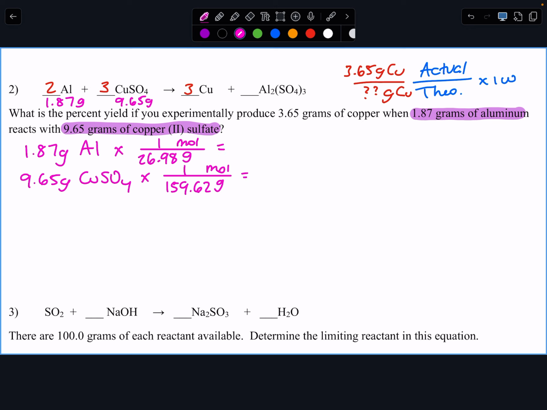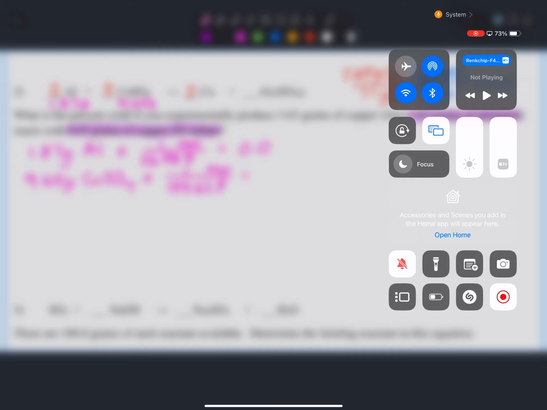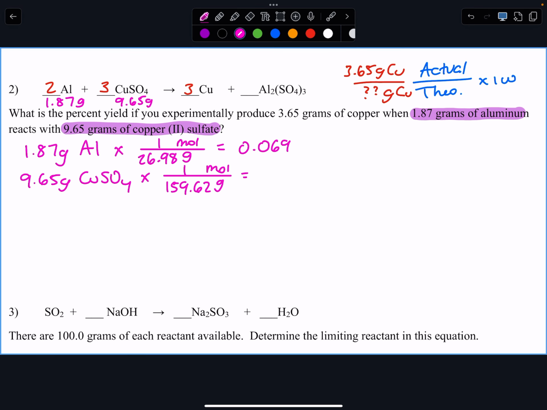Perfect. Okay, now I have to divide. What's the aluminum moles I get? 0.069, full number. 4 numbers. 466. I don't remember what it was. I think it's like 1.3? 3.1. Moles of what? Aluminum. And how many moles of copper am I getting? 0.0604. Perfect. Moles of copper sulfate.